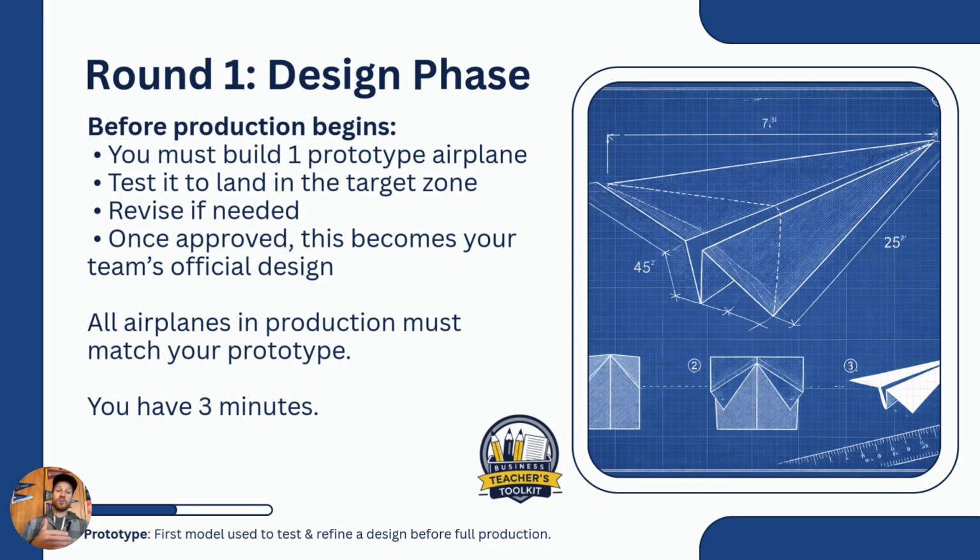So the students are going to create one prototype airplane. They test it, and they need to make sure that it lands in the target zone, which I put about 8 to 10 feet away from wherever the launch zone is. And then they revise if needed. Once it's approved, they make this their team's official design.